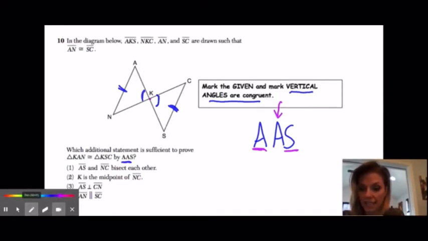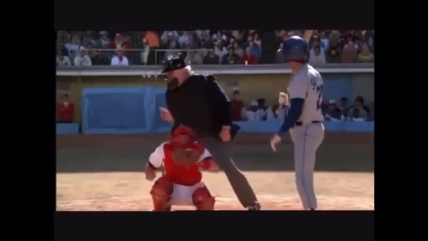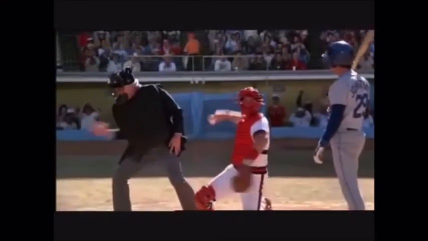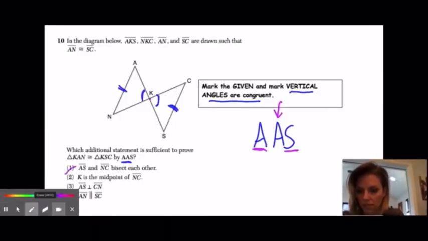Let's look at the second part. It says that AS and NC bisect each other. So what if I mark the other side? If K is a midpoint here, does that work for angle, angle, side? Nope. Same scenario as the last one. I have angle, side, side. So that's out. So option 1 is gone.